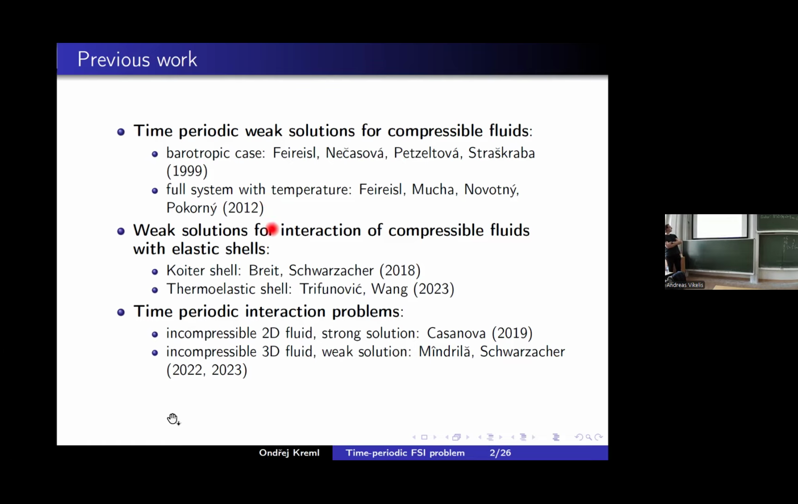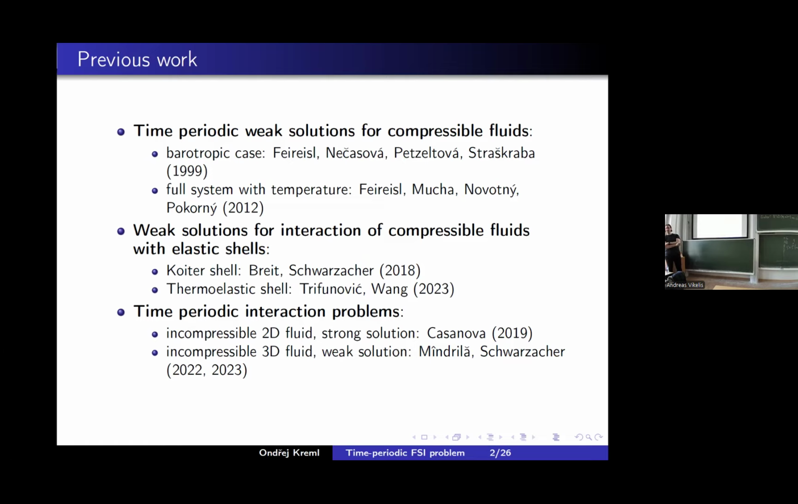The first one was for the barotropic case, which was done by Eduard, Šárka, Anna Pesotova, and Ivan Straškaba, all of them from the Institute of Mathematics of Czech Academy of Sciences. And later on, for the full system with temperature, the result was proved by Eduard, Piotr Mucha, Antonín Novotný, and Milan Pokorný.